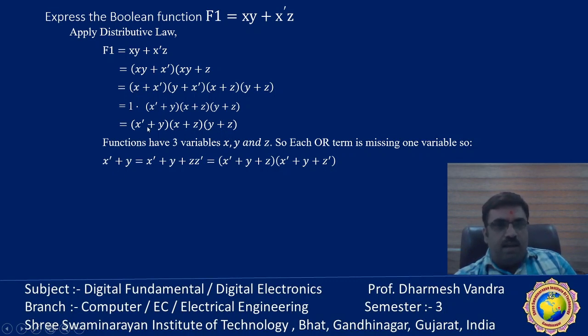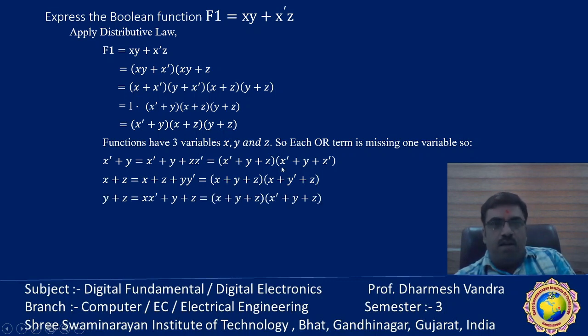So means here or in Z and or in Z dash, it will expand to 2 functions. Each term will expand into 2 functions. Let's take one. Second bracket is X or in Z. So it will become Y and Y dash. In one function, X or in Y or in Z. And second term is X or in Y dash or in Z. And the third, our variable Y or in Z, in this term X is missing. So X, X dash is added. So it will again expand into 2 functions. One is X or in Y or in Z. And second term is X dash or in Y or in Z.